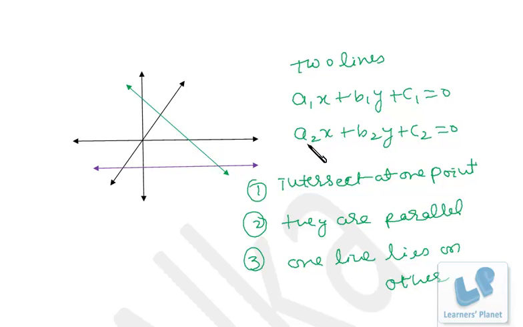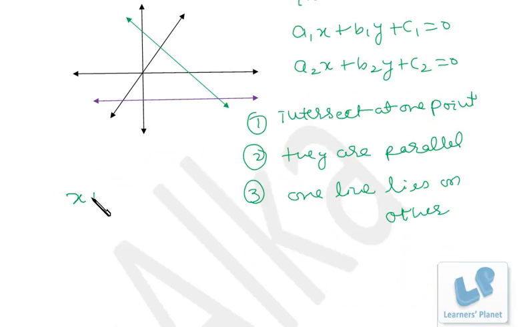Now see, when they are intersecting at one point, that is the solution of these two equations. Suppose I have a line x plus y is equal to 6 and x minus y is equal to 2, right? So if I solve these two equations, each of which represents a line, I'll be getting x is equal to 4 and y is equal to 2. That means these two lines intersect at one point, because we have a common point, that is (4, 2), that is satisfied here and here.